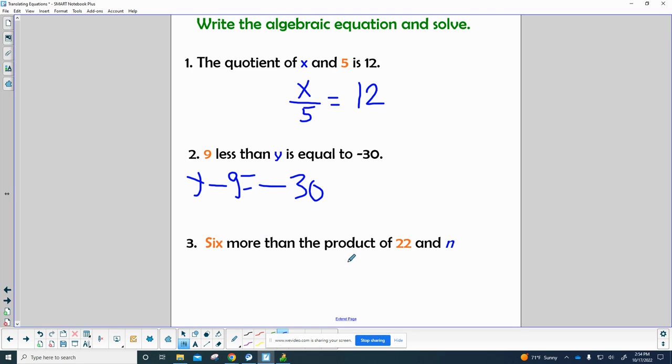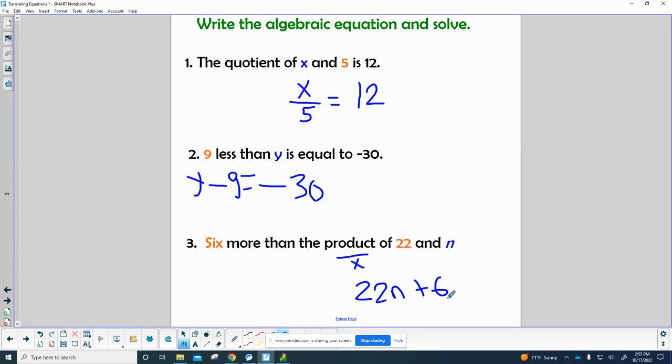6 more than the product of 22 and n. In that case, product means multiply. So we're going to multiply 22 and n together, and then we're going to add the 6 to that. And that's an expression, not an actual equation in that case.